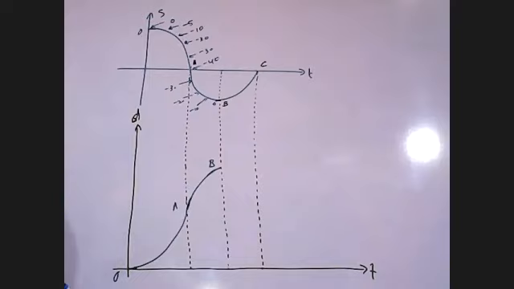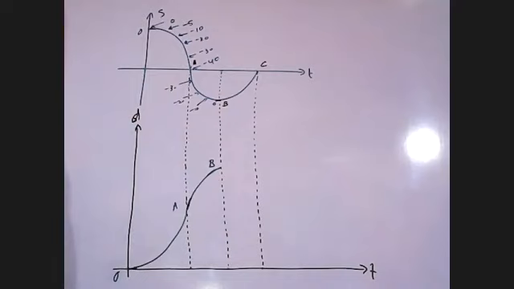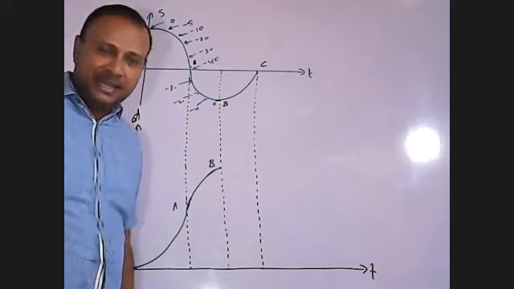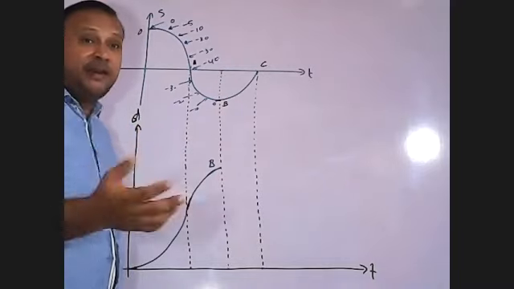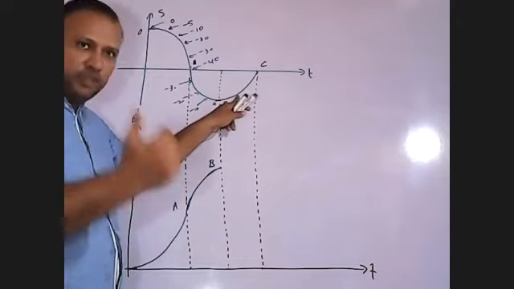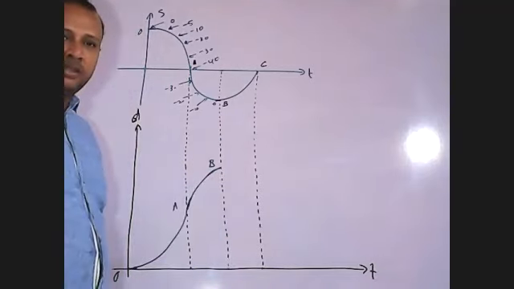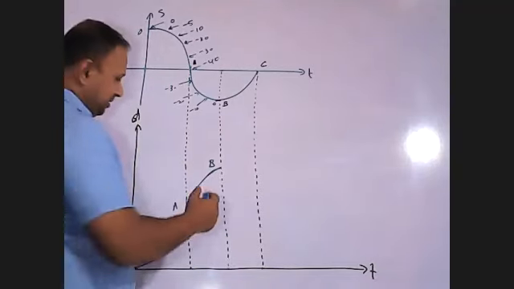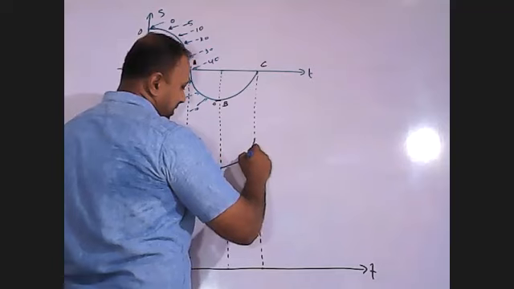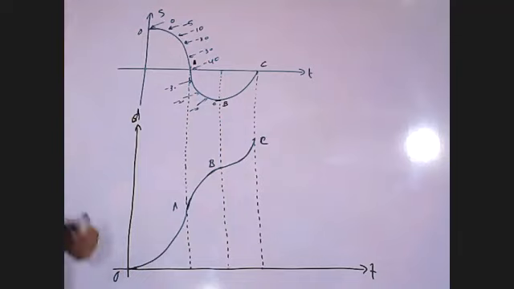Then B to C, the sign of velocity? Positive. So you don't need to consider the magnitude, because if the sign of velocity is positive, then the speed and velocity are equal. Therefore, the shape is the same for BC.